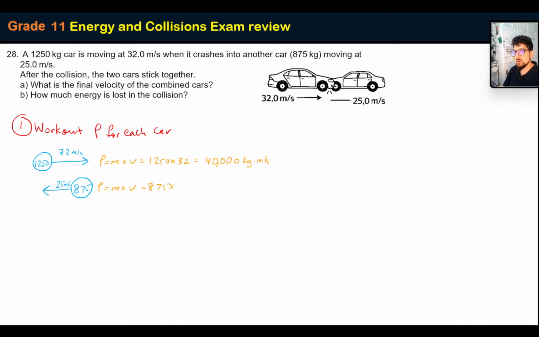875 multiplied by, now this is where we have to be careful. Obviously it's going in the opposite direction, so we need to make this negative. You could have made that one negative and this one positive. It wouldn't have made any difference, as long as you stay consistent. So 875 multiplied by negative 25 gives me negative 21,875 kg·m/s. Okay, so I've worked out the momentum for each car.